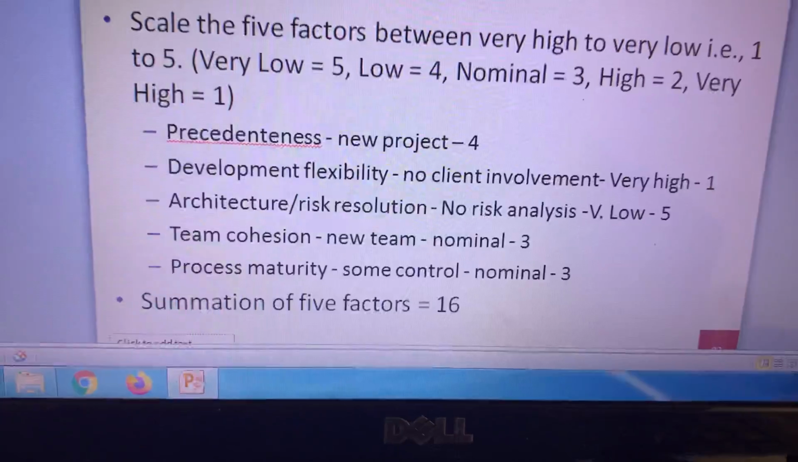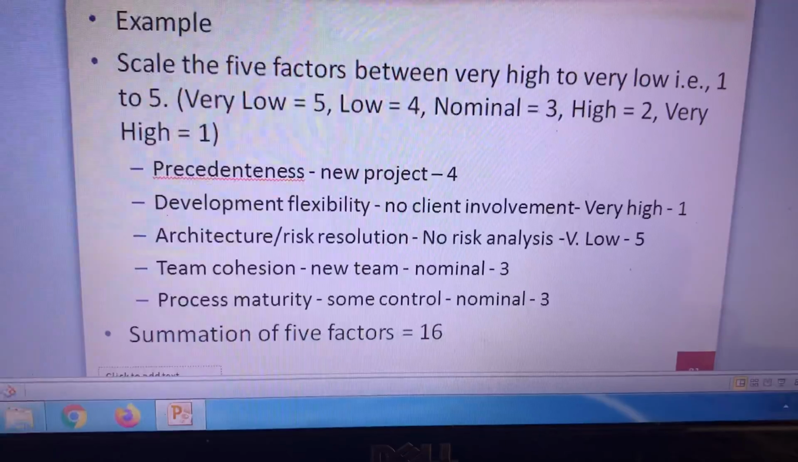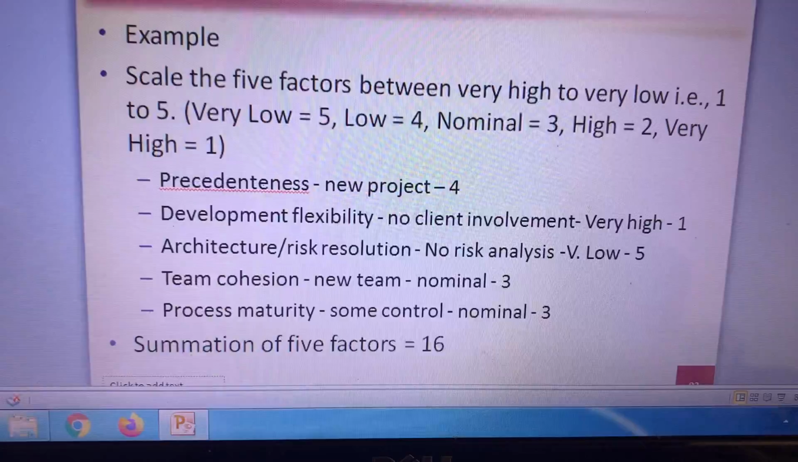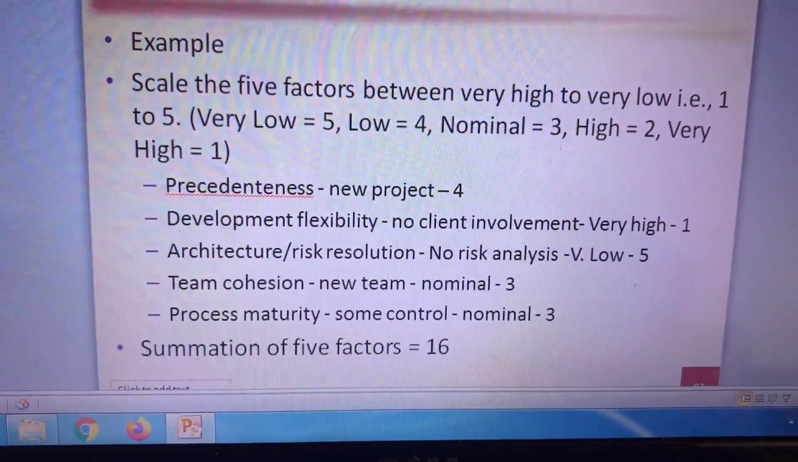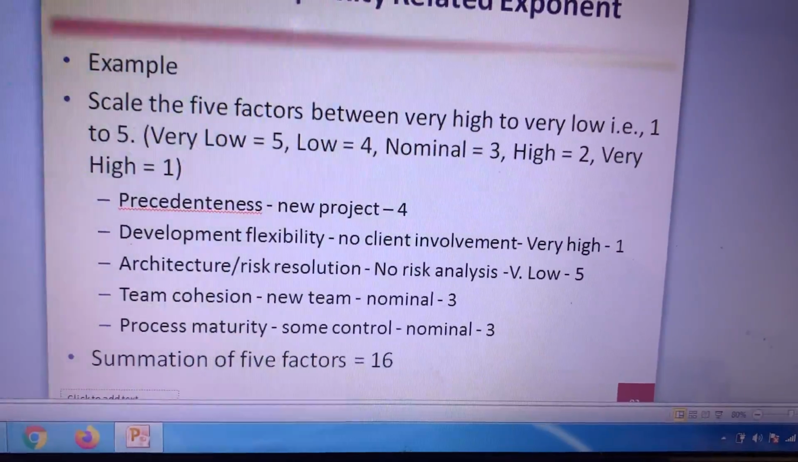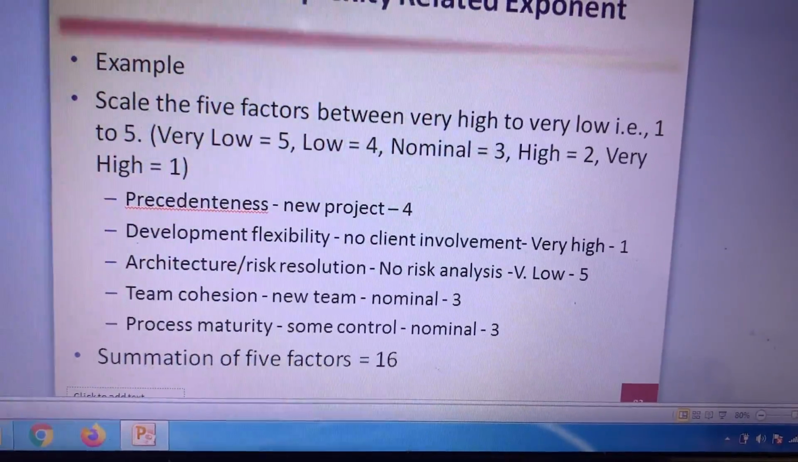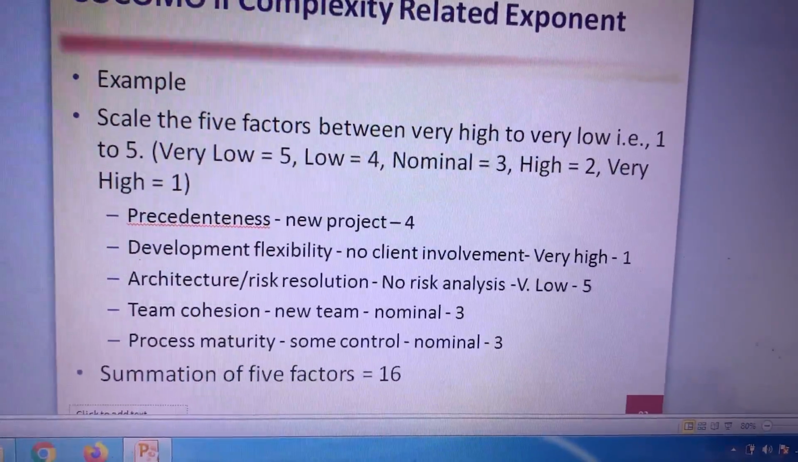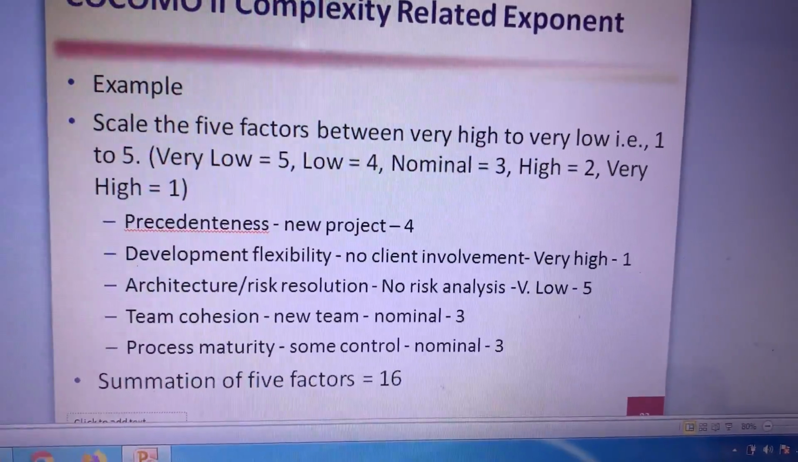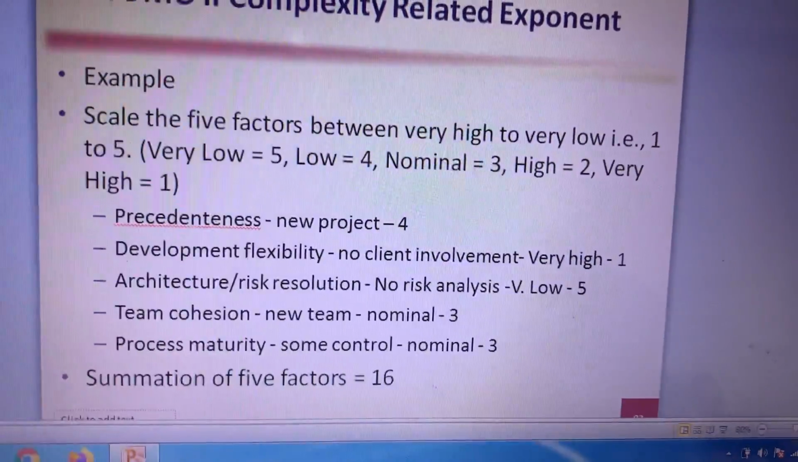So for example, for this project we are going to solve the exercise. Precedence is 4. 4 means low. Novelty is low. Development flexibility is very high. So 1. Risk management, no risk analysis, very low. Team cohesion, coordination, communication, nominal 3. Process maturity, nominal 3.